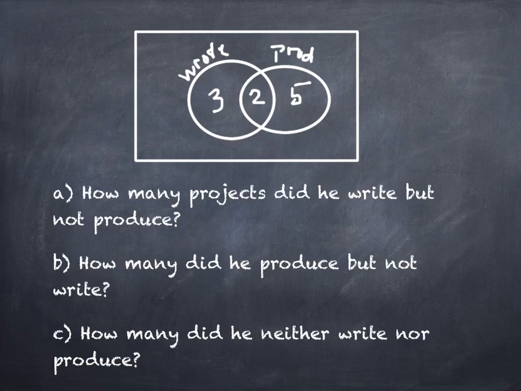I still need a number outside in the universal set, sort of outside the circles. It's a 0. Because this whole U is supposed to represent all of the different projects he worked on. And it said he worked on how many projects? 10. And I already represented all of them in my circles, right? So there isn't anything left, which means the number 0 goes on the outside.